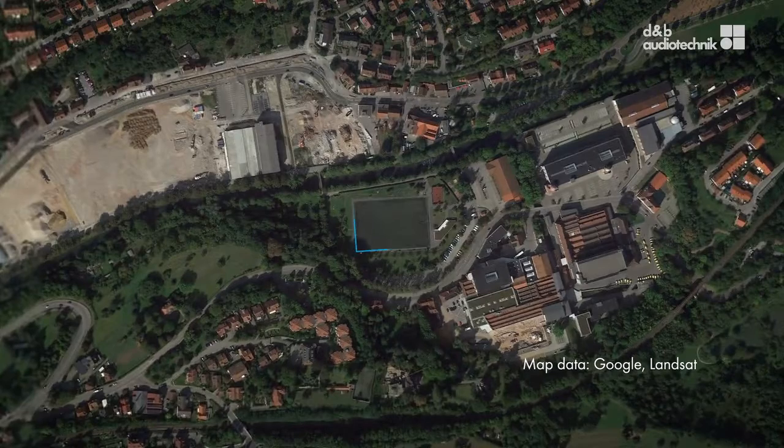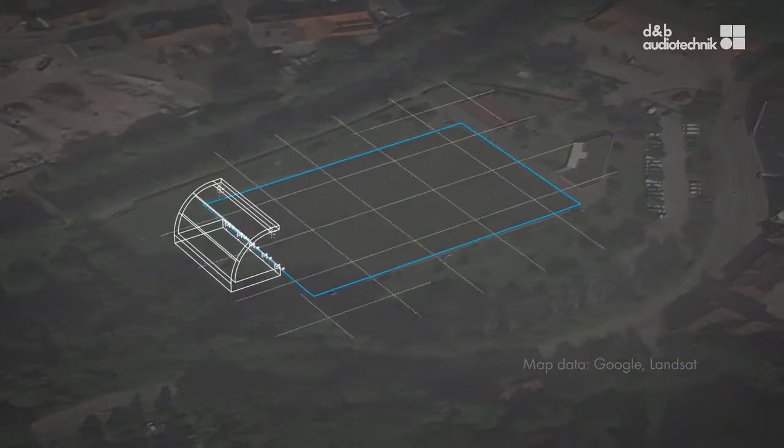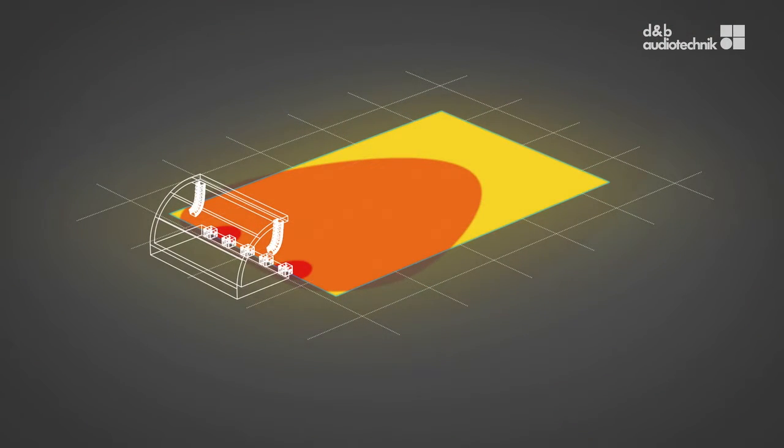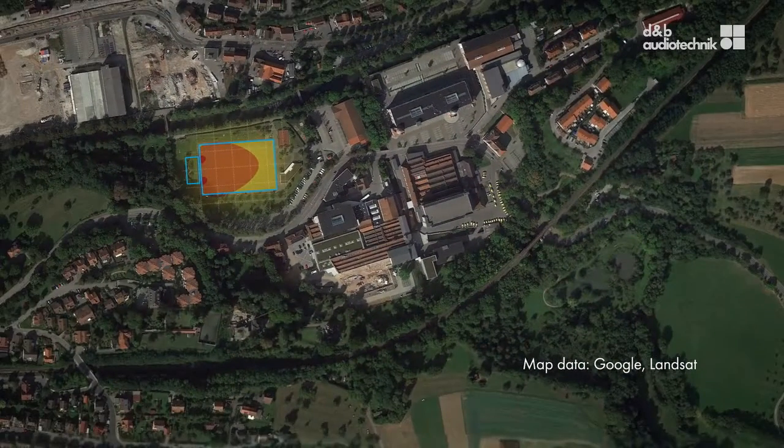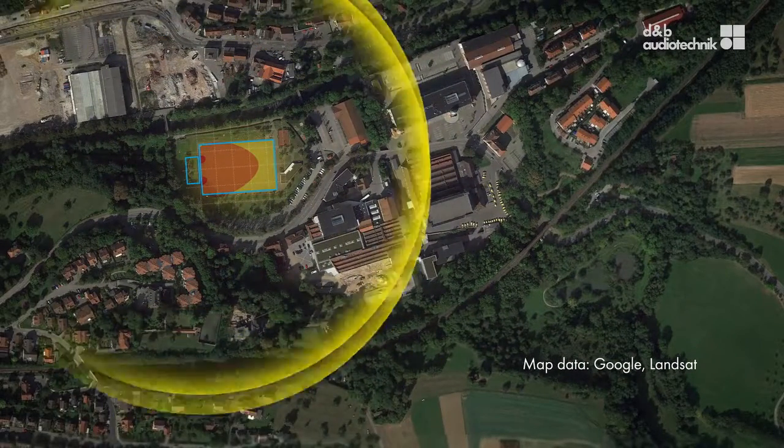Having finalized the planning process in ArrayCalc, this project-related information can be used to generate a simulation that shows the propagation and relative attenuation of sound towards the far field for certain meteorological conditions.